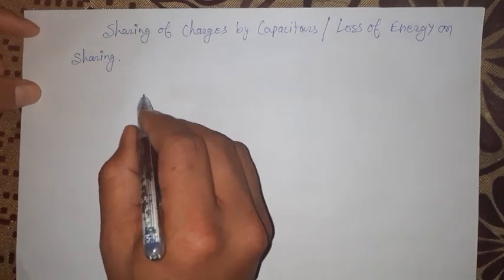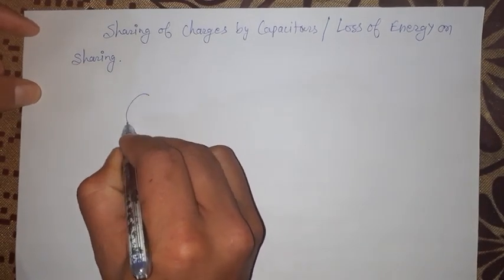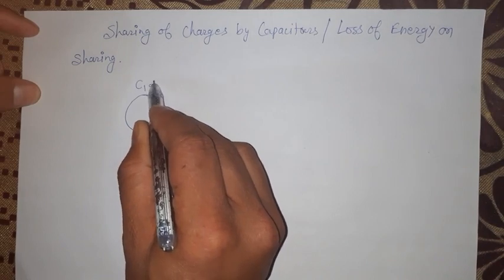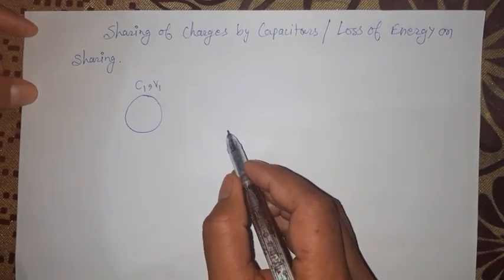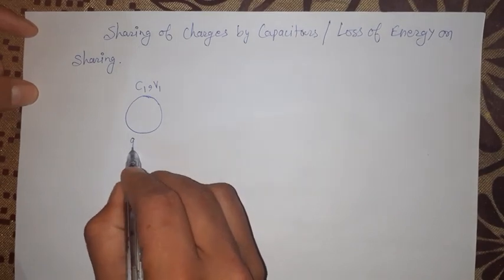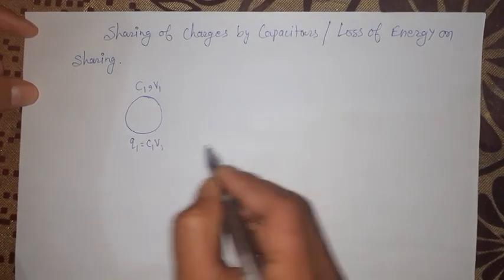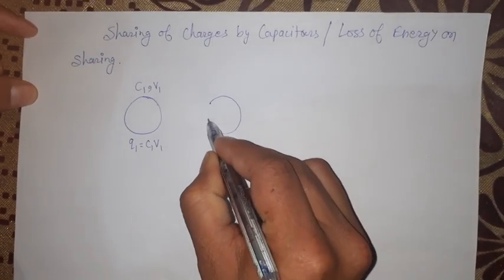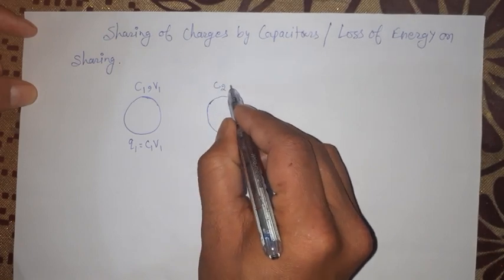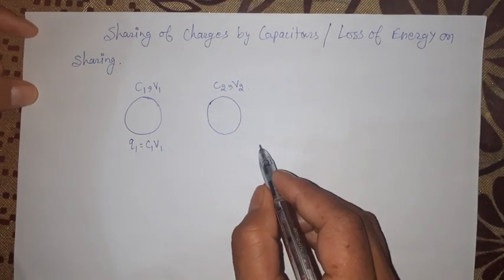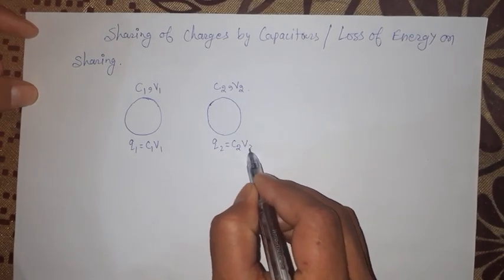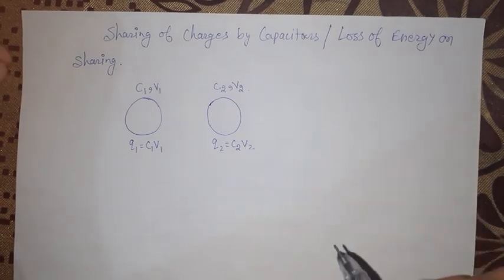For this purpose, students, let us consider this one as one of the capacitors. This capacitor has capacitance C1 and potential V1. What will be the charge on it? The charge will simply be C1 V1. And this is the second capacitor, with capacitance C2 and potential V2. What will be the charge on this capacitor? It will be C2 V2.